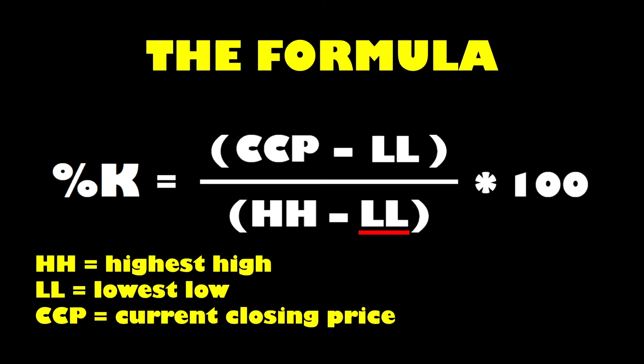To then put it into its fixed range-bound oscillator, you multiply your figure by 100. That gives you your percentage K value, which you can then plot onto the oscillator, or maybe your platform does it for you. Now we've calculated the more difficult of our two lines, which hopefully it wasn't that complicated.